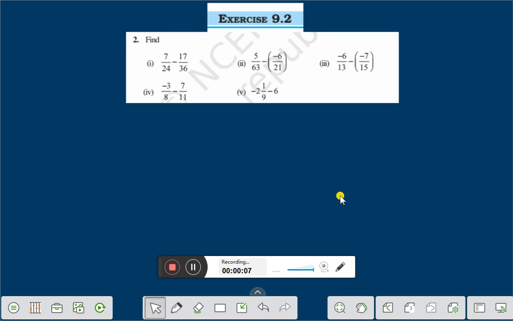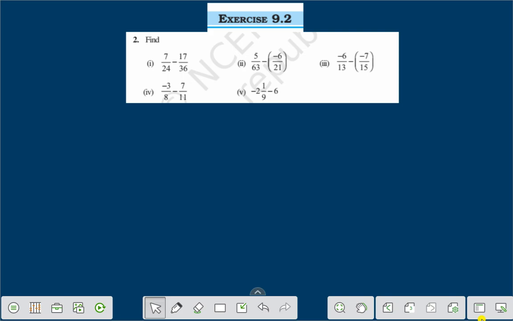Hello everyone. Today we shall discuss exercise 9.2, question number 2. Find 7 by 24 minus 17 by 36, that is subtraction. Question number 1 is 7 by 24 minus 17 by 36.